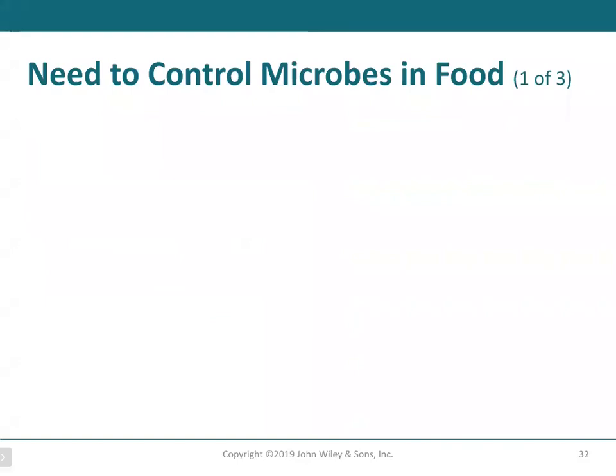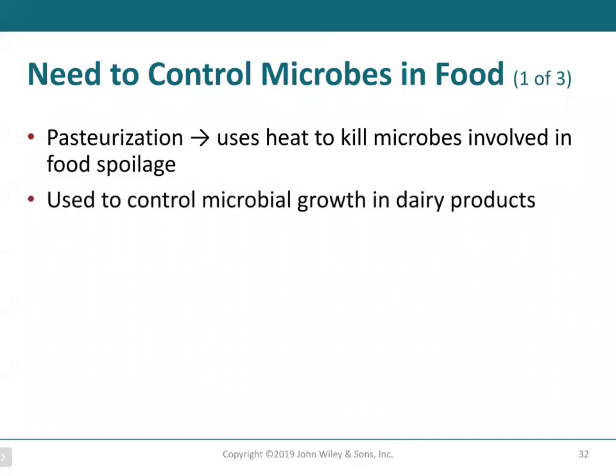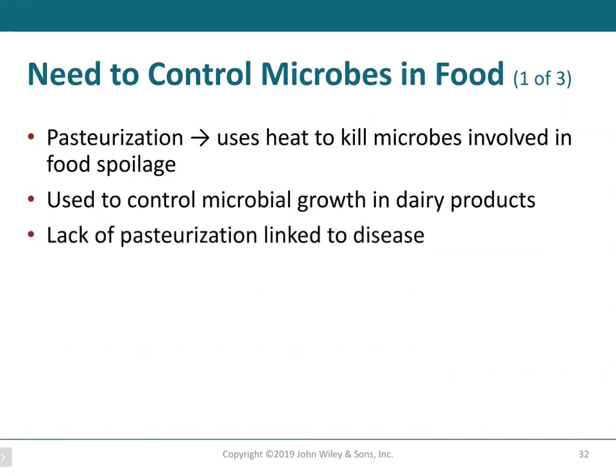In the food business, microbes can be both beneficial and harmful. They become harmful because they are the cause of spoilage. That's why we have pasteurization. It uses heat to kill microbes involved in food spoilage. So all of the manufacturing businesses should be doing pasteurization of their products, so as to prevent microbial growth, especially in dairy products. So you need to have pasteurization here.